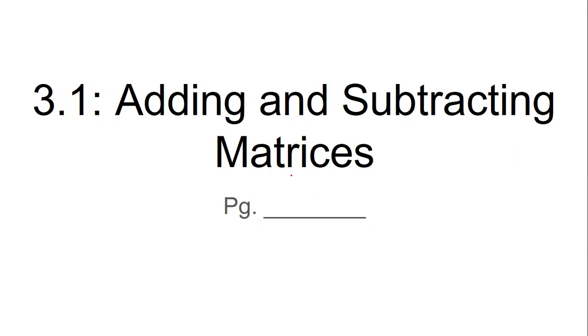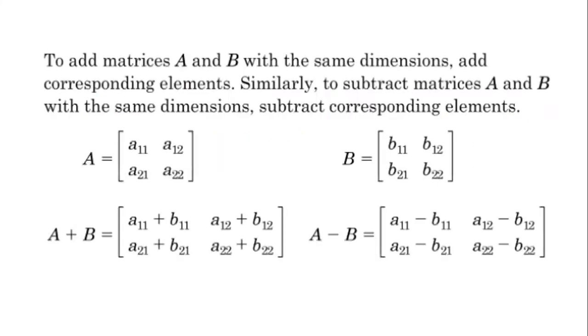So this is 3-1, and this is going to go on page 45. Okay, the first couple of slides you do not have in your notes, so just follow along. To add matrices A and B together, they must have the same dimensions. By dimensions, we mean the same number of rows and number of columns. So row by column needs to be the same. And that's the same thing for subtracting, okay? So notice here, I have a 2 by 2 and I have a 2 by 2, right? They are the same dimensions, so therefore I can add and subtract them together.